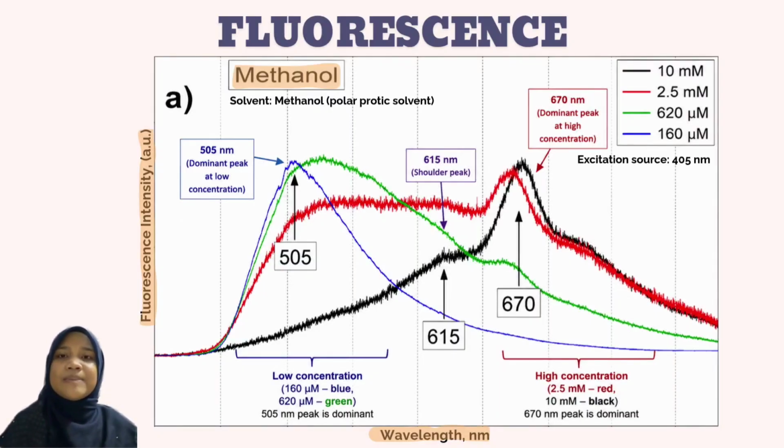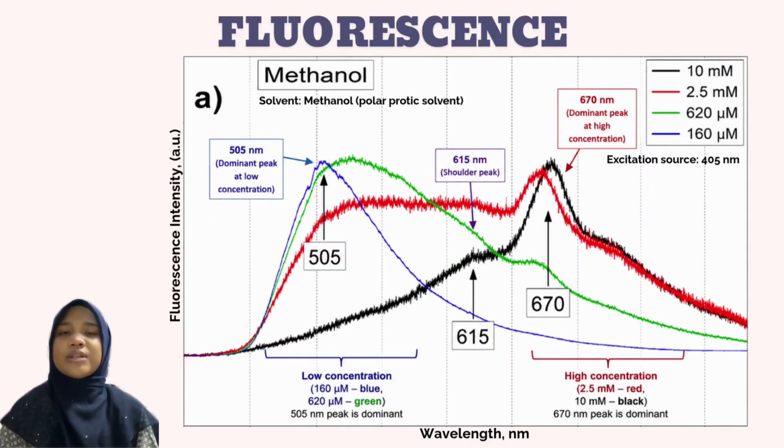According to the experimental setup in the journal, the fluorescence spectrum were recorded using laser excitation at either 405 nanometer or 532 nanometer. This graph shows how the fluorescence spectrum changed when the concentration of quercetin increased. There are 4 different colored curves in the graph. Each color represents a different concentration of quercetin dissolved in methanol.